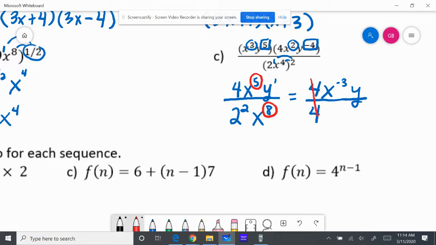4 divided by 4, that goes away. That simplifies out. x to the negative 3, you're going to bring this down because your answer cannot have negative exponents. So your final answer is y over x to the power of 3.